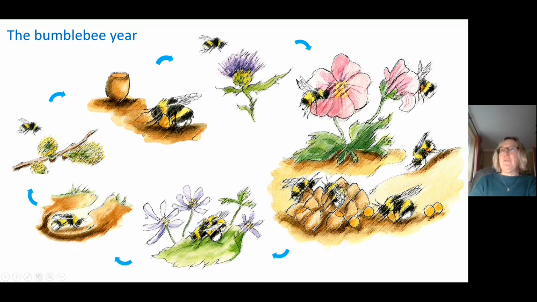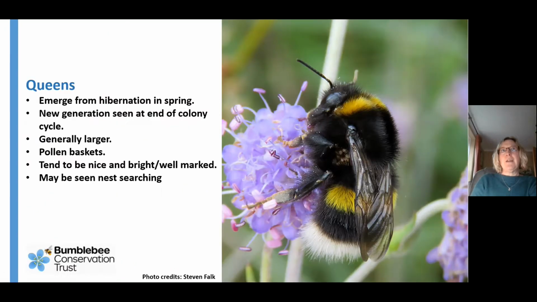So late season forage, if you're a keen gardener, things like knapweed and verbena, etc., are so important for the males and also for the queens as they feed up to go into hibernation. So that's the bumblebee year, and with that we can learn a little bit more about each stage and be aware of what we're seeing in our gardens or nature reserves at any one time, or parks or towns, wherever bumblebees occur.